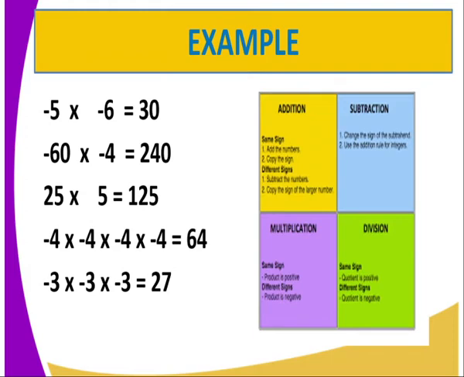For example, we can have a positive multiplied by a positive, where positive 25 times positive 5 gives positive 125. We can also have negative 4 times negative 4 times negative 4 times negative 4, that is negative 4 power 4. As long as the power is even, the result must be positive. If a negative is raised to an even power, the result is positive. That is why negative 4 times negative 4 times negative 4 times negative 4 gives 256. An even power here means negative 4 power 4.